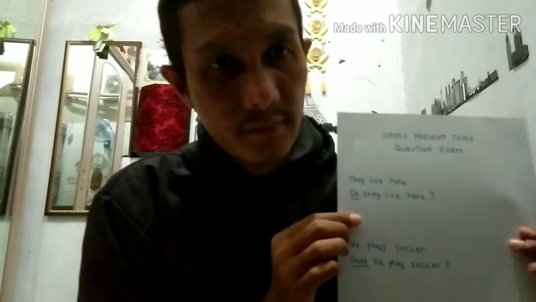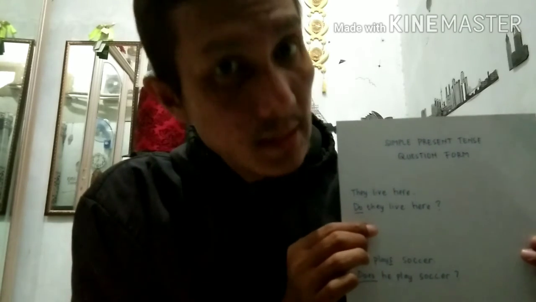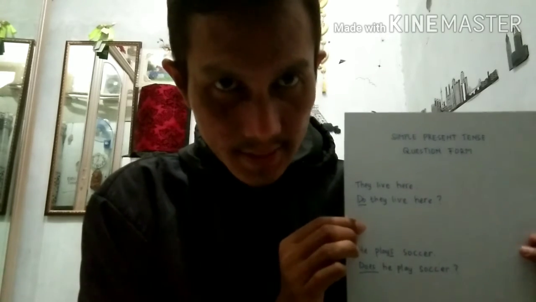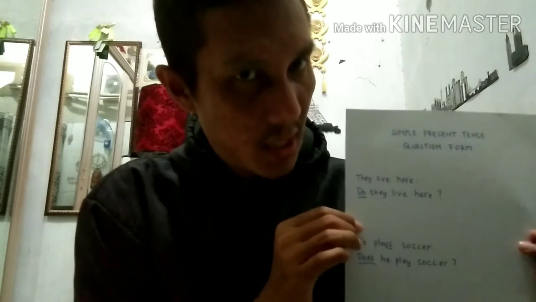Simple present tense, question form. Take a look at the example. They live here. It's not a question, of course. What will happen if I change it into a question? Do they live here? Why do I use do? Because the subject is they. You have to put do at the beginning of the question, and put a question mark at the end of the question. Use do for subject I, you, they, and we.